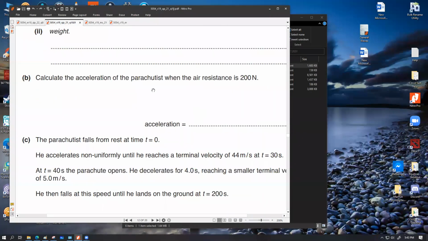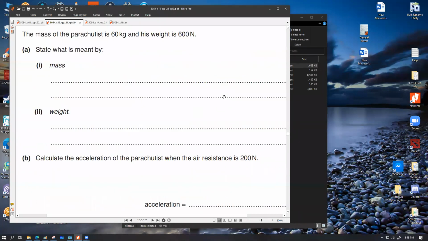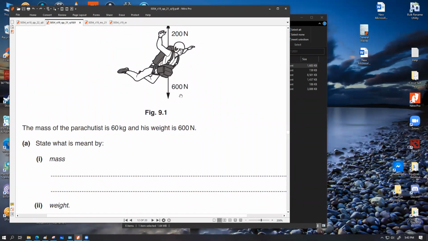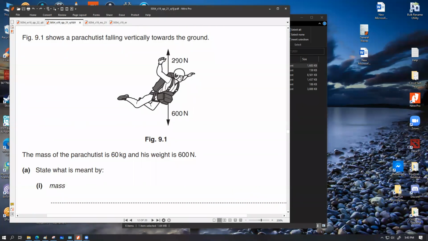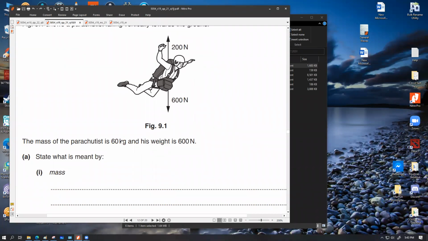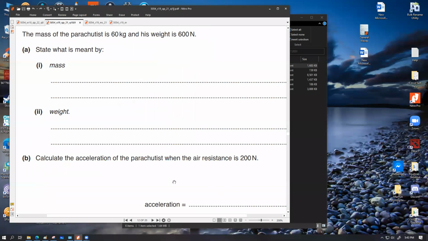Part B asks to calculate the acceleration of the parachute when the air resistance is 200 Newton. He has a weight of 600 Newton working downwards, and air resistance of 200 Newton working upwards. So resultant force equals mass into acceleration. The resultant force will be given by 600 minus 200 equals mass times acceleration. Mass is given and acceleration is unknown, so use that equation and calculate the value. F equals ma, Newton's second law, should be used for the resultant force.